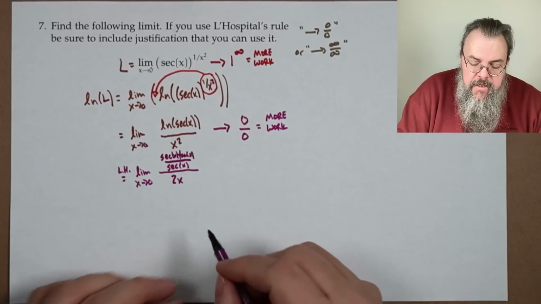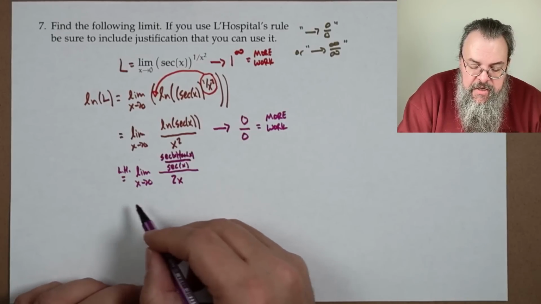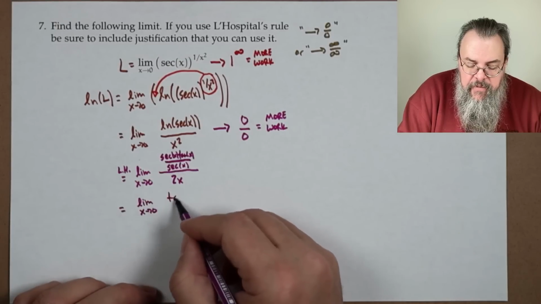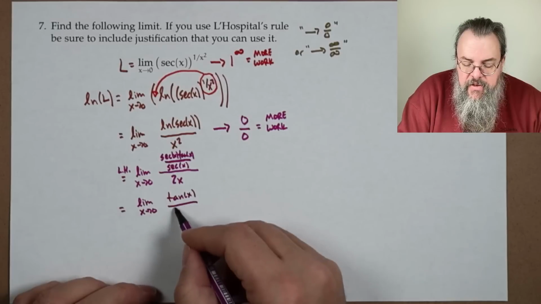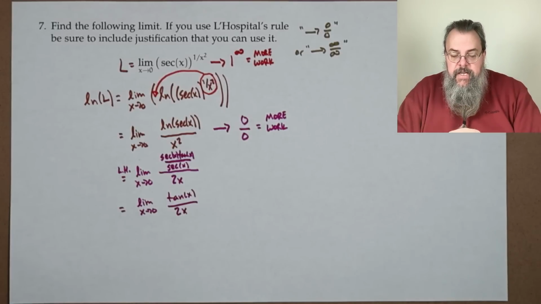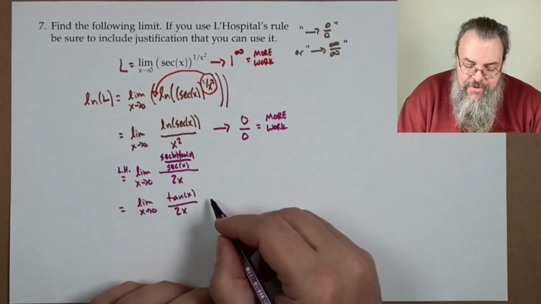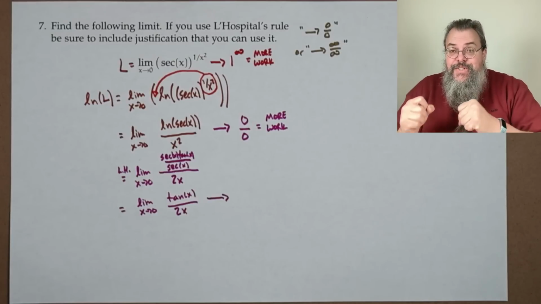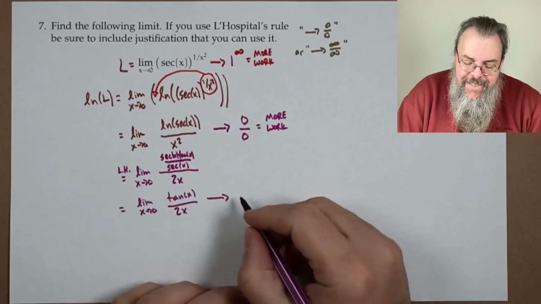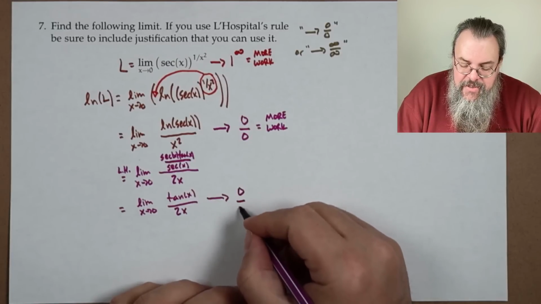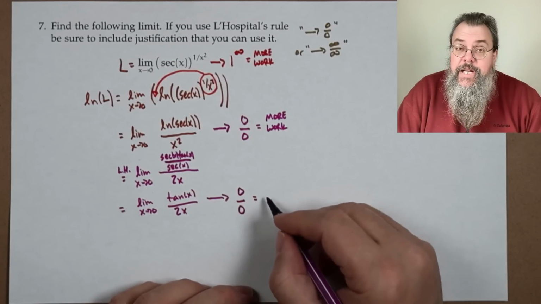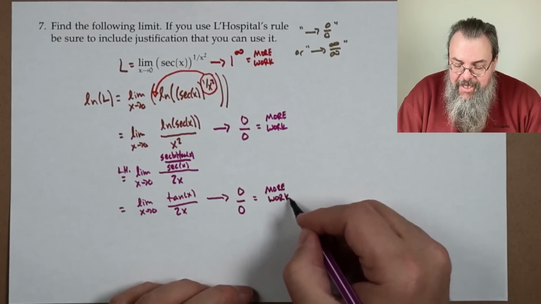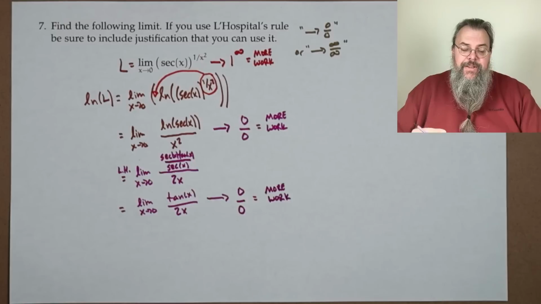All right, well, we can clean that up a little bit. And so that's equal to the limit, because you can get the secants to cancel. Tangent of x over 2x. Okay, now, what does that go to? Plug in, right? Tangent of 0 is 0. And 2 times 0 is 0, which means we need more work. More work. Okay, but again, it's l'Hôpital. So we can do l'Hôpital.